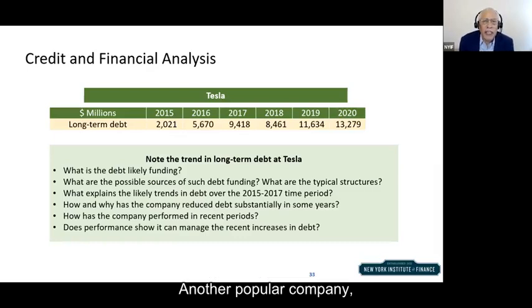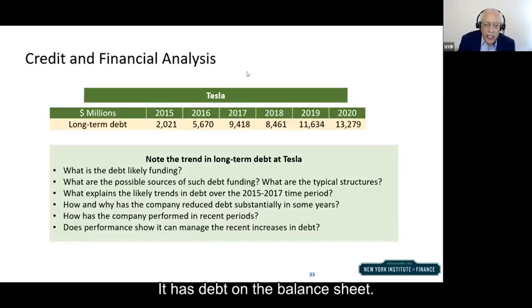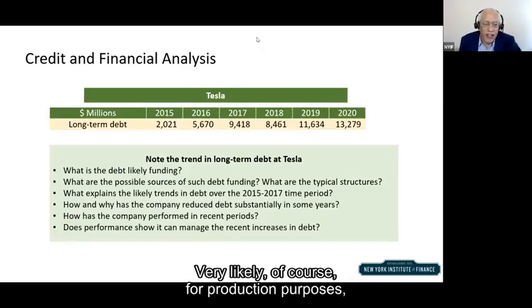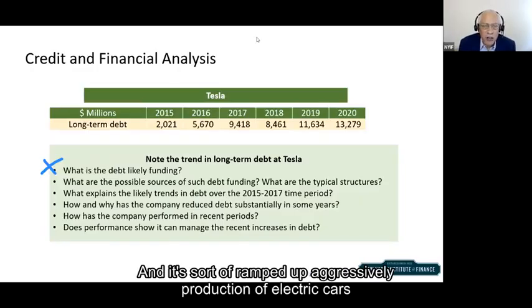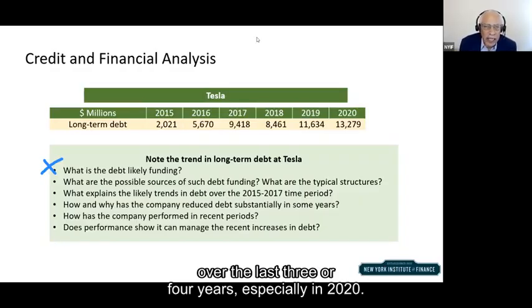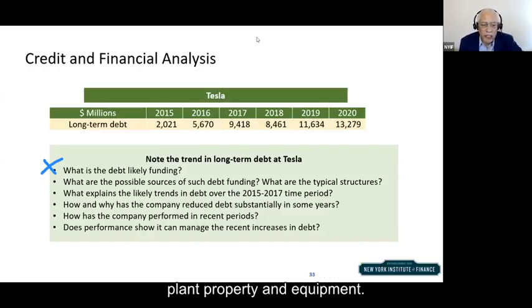Another popular company we can look at, it's been in the news quite a bit over the past several years. It has debt on the balance sheet. I ask, what's the purpose of that debt? Very likely, of course, for production purposes. We all know Tesla, of course, as the electric car company, and it has ramped up production of electric cars aggressively over the last 3 or 4 years, especially in 2020. So a lot of the proceeds of that debt is to support the operations and plant, property, and equipment.